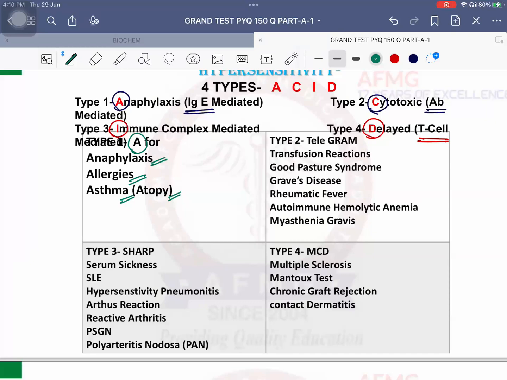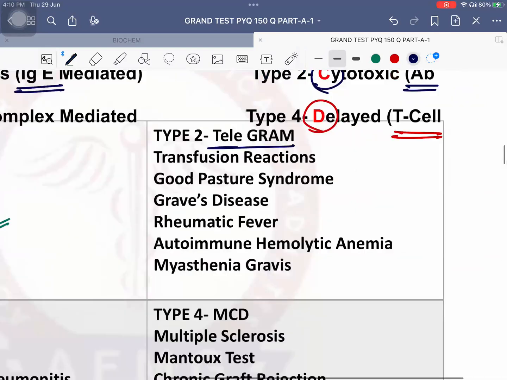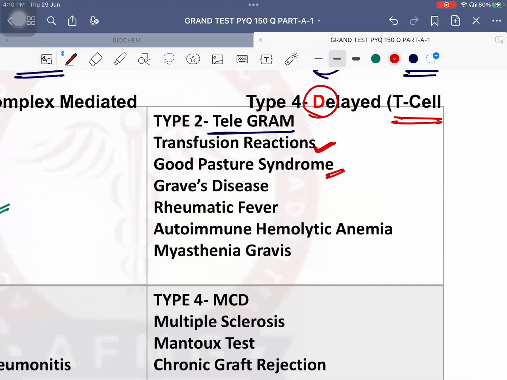Next is type 2. Type 2 के लिए the mnemonic is TelegRAM. T stands for transfusion reactions, usually mismatched blood transfusion or ABO incompatibility. मैंने बताया था सर्जरी में टाइप 2 और टाइप 1 दोनों होता है, बट मोर इंपॉर्टेंट इज टाइप 2 बिकॉज एंटीबॉडीज आर फॉर्म्ड. ओके, सो ट्रांसफ्यूजन रिएक्शंस. देन G stands for Goodpasture syndrome, that is anti-glomerular basement membrane antibodies are formed. Very important क्लासिकल कीवर्ड है. एंटी जीबीएम जैसे ही दिखता है क्वेश्चन में आंसर कैन बी डायरेक्टली Goodpasture.